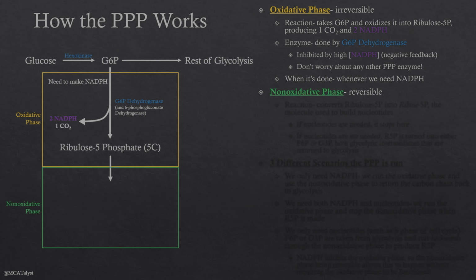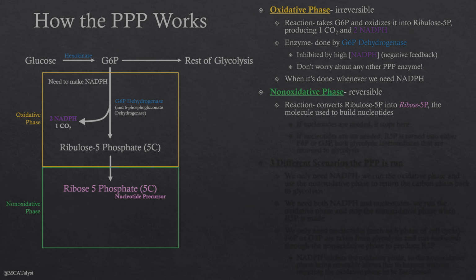So you're going to see some two-way arrows here in a second, where we're going to be taking ribulose 5-phosphate and turning it into ribose 5-phosphate. Of course, like we've talked about, that word ribose should sound familiar for the purposes of nucleotides. So if we need nucleotides, we can just stop the reaction here, take this R5P, and start using it to build nucleotides, which we're going to need for DNA synthesis.